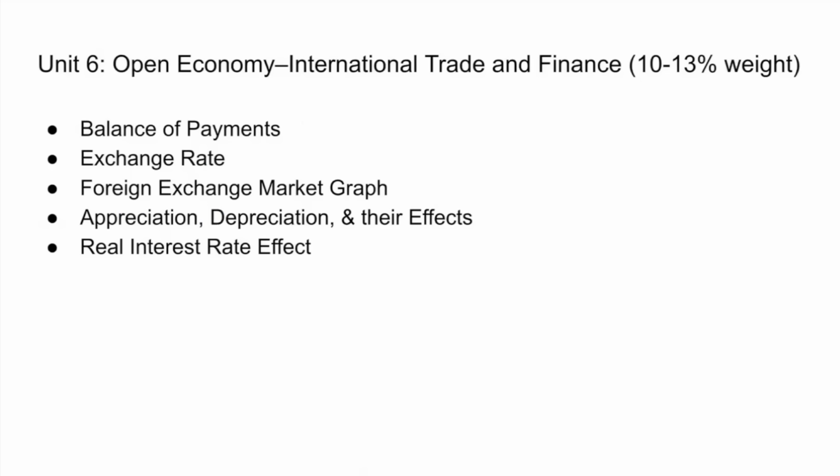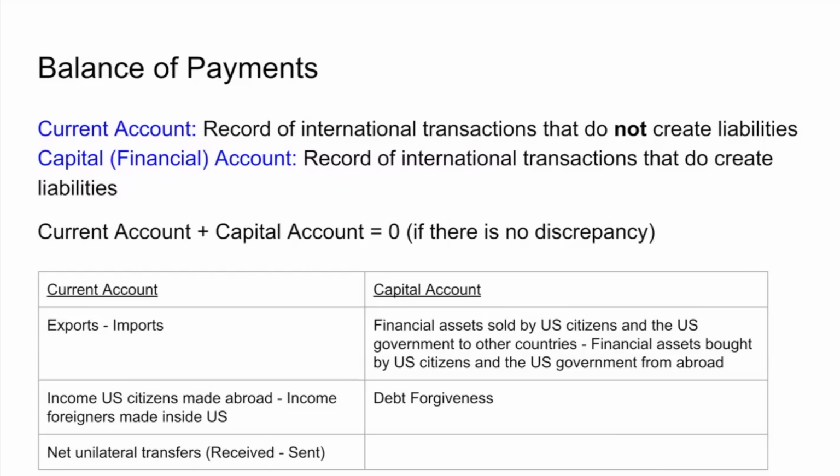Last unit, Open Economy, International Trade and Finance. So the balance of payments consists of two accounts. The current account, which is the record of international transactions that do not create liabilities, and the capital or financial account, which is the record of international transactions that do create liabilities.